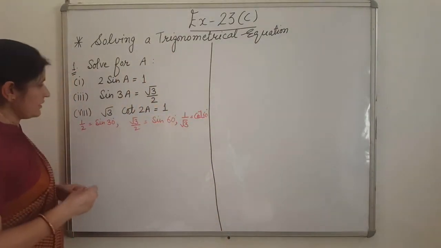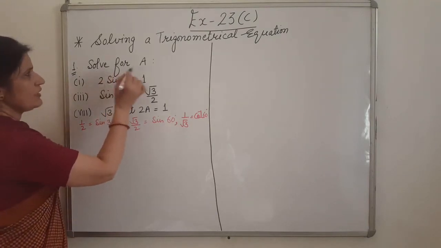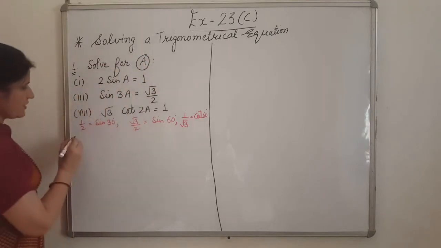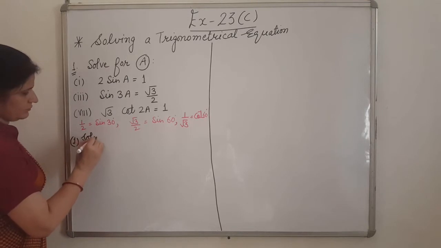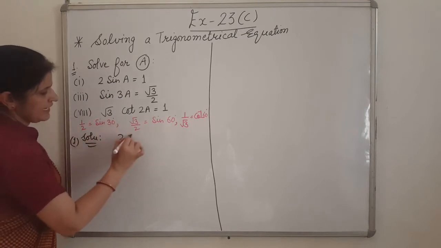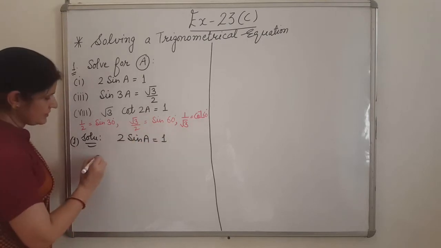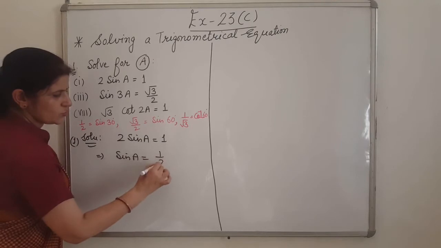In the first question there are 8 parts. We will do 3 parts from here. You have to solve the equation for the value of A. What is given in the first part? 2 sin A equals 1. That means sin A equals 1 over 2.